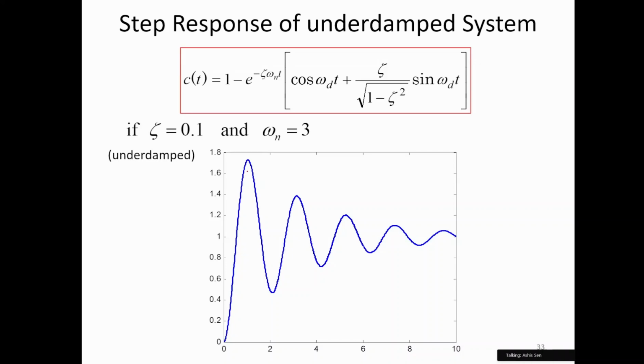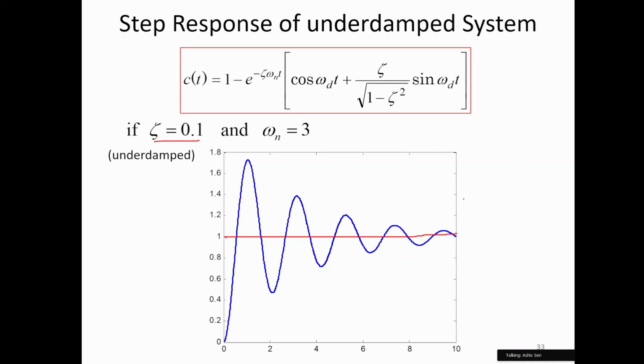And then this is how the response of the system is going to oscillate about the unit input. So it comes like that, overshoots, comes down, then goes smaller and smaller, but keeps on oscillating, and finally it reaches a stable value. This is when the damping coefficient is very small.